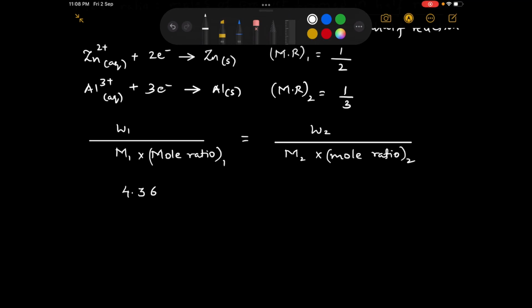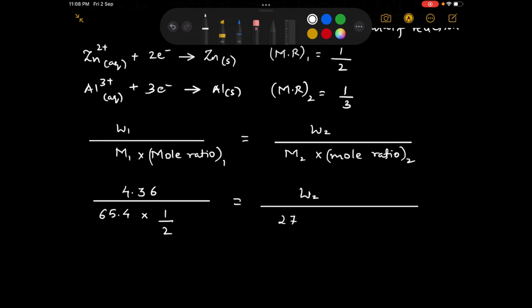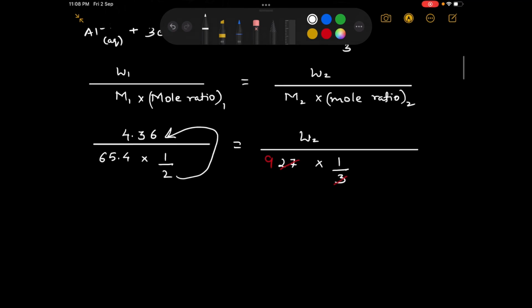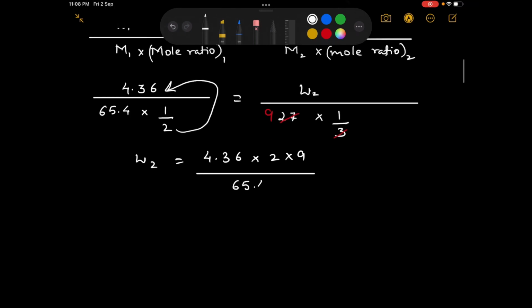W1 is 4.36 upon the molar mass of zinc is 65.4 into the mole ratio, that is 1 by 2. This is equal to W2, we have to find out the mass of aluminium, upon 27 into 1 by 3. That's the mole ratio of aluminium. So this becomes a 9 here. This 2 would be going up. So we can be having W2 equals 4.36 into 2 into 9 divided by 65.4.